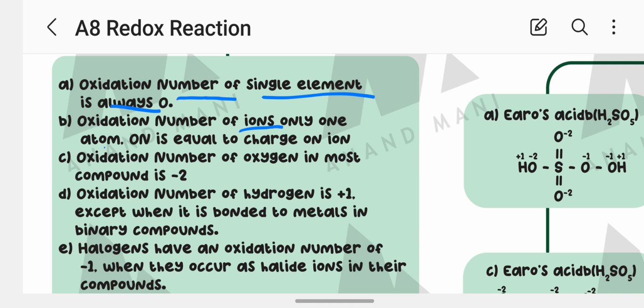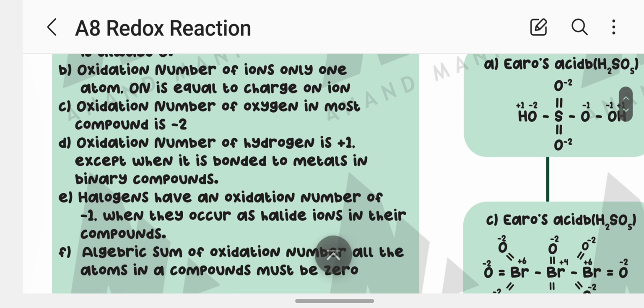Oxidation number of an ion with only one atom is equal to the charge on the ion. Oxidation number of oxygen in most compounds is -2, but oxidation number of hydrogen in most compounds is +1, except when it is bonded to metals in binary compounds. So the oxidation number thus changes.